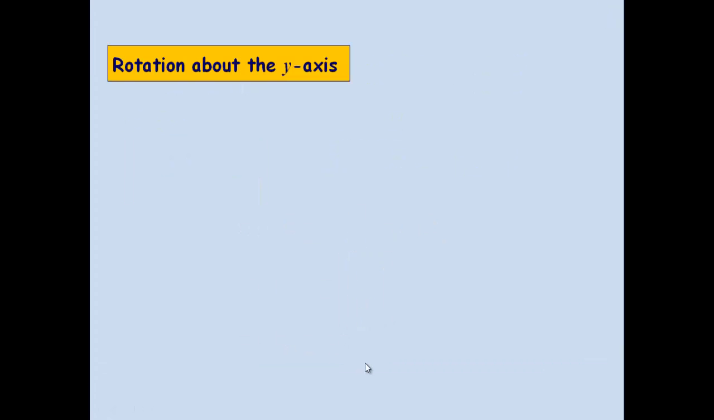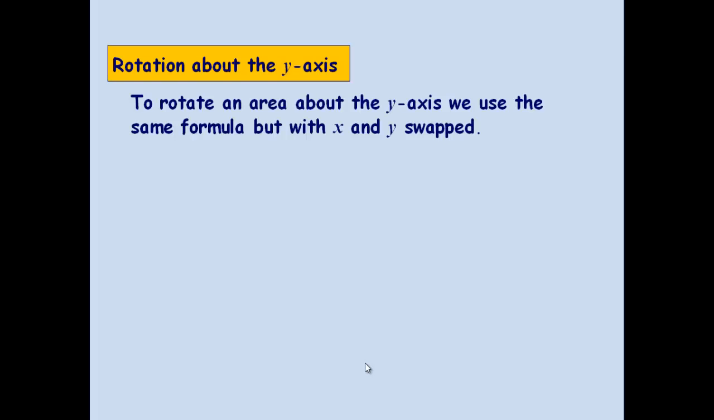Okay, so for the second lesson, we're looking at rotating about the y-axis. We use a very similar formula, we just swap x and y. So it becomes, for the volume, pi times the integral of x squared with respect to y, where x will be a function of y. So we need to rearrange if we start off with y as a function of x. Note the different limits. If we're given limits that are to do with x, we would need to find the equivalent limits to do with y.